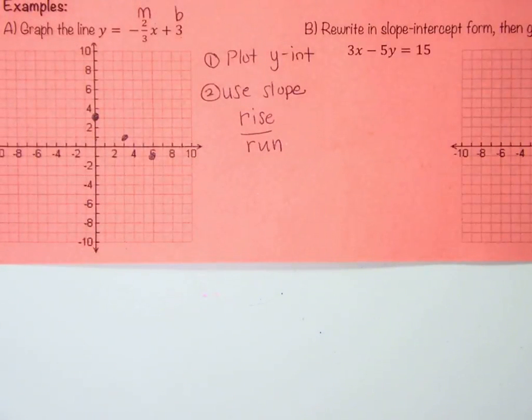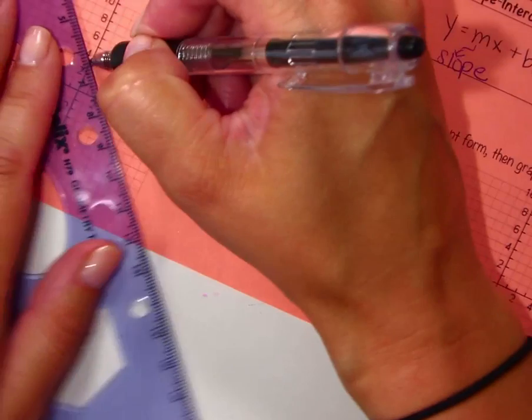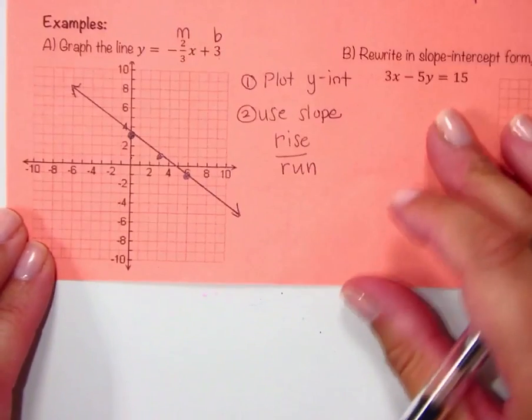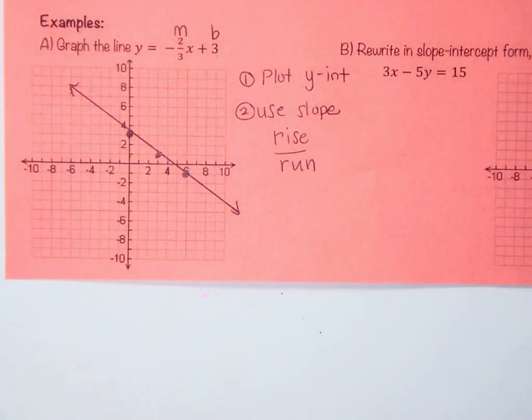If you want, there are some straight edges in your boxes. Those boxes are just stuff for you guys to use. Please don't take it, but use while you're in the class. So if you want a straight edge, you can grab one of those to draw in your line. What questions do we have?